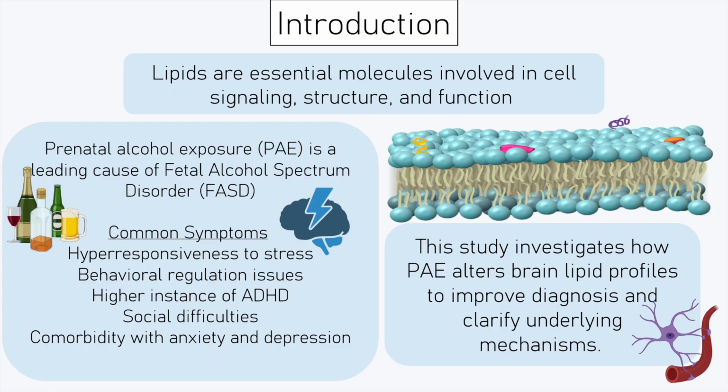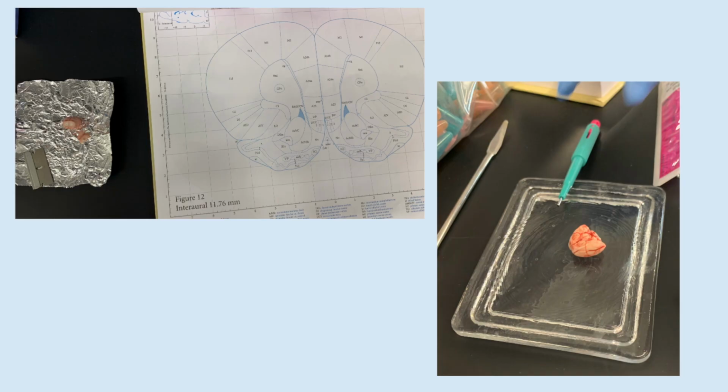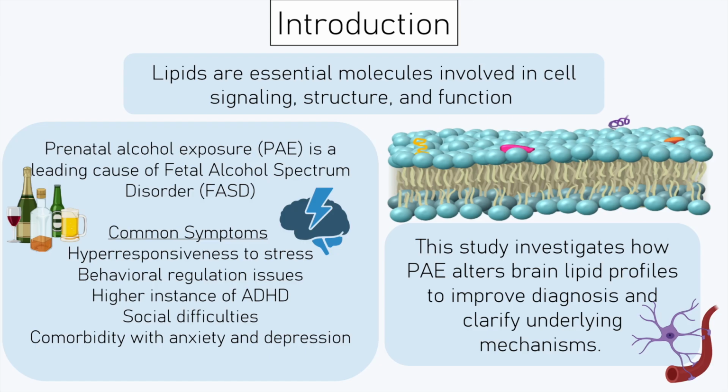For this project, we examined the lipid profile of rat brains with prenatal alcohol exposure, PAE. This disease is the leading cause of fetal alcohol spectrum disorder, which results in cognitive, behavioral, and physical impairments. PAE is also known to cause neurodegeneration in adults. The aims of our study were to correlate PAE symptoms with the physical changes in lipids that we see in various brain regions.